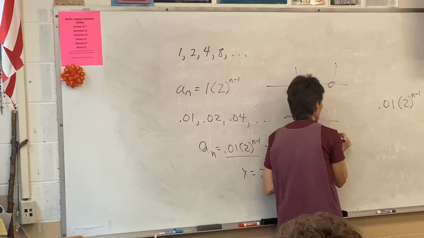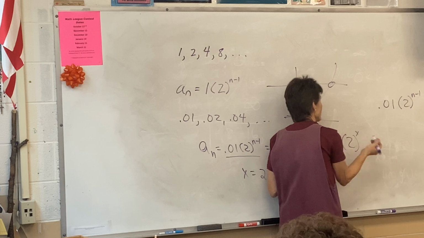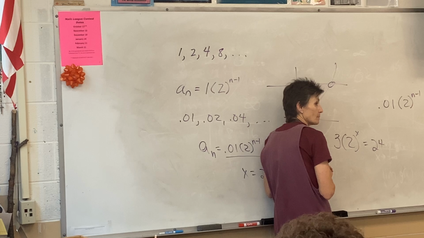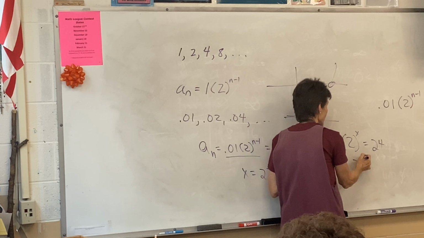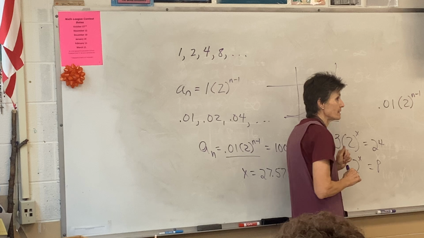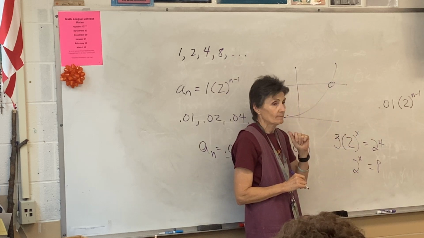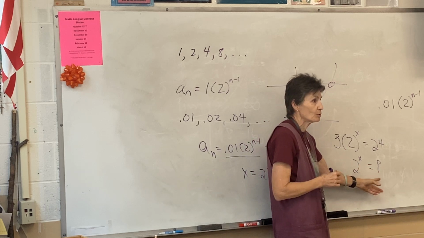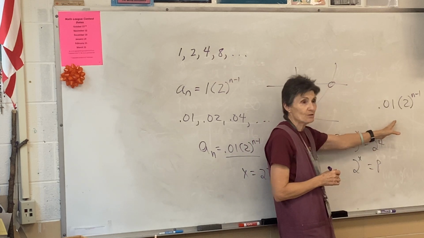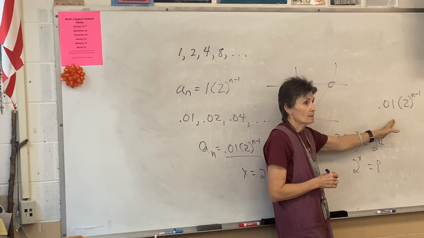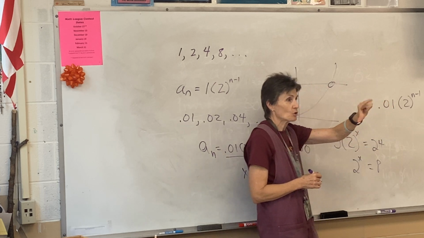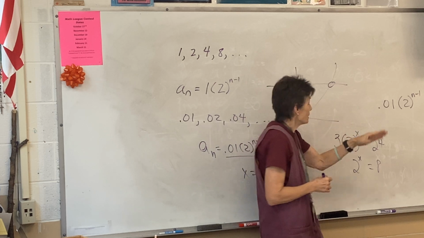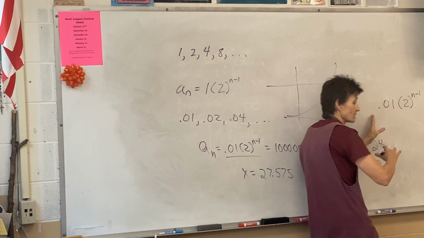So for example, if we had something like 3 times 2 to the x equals 24, that would be easy. I would divide by 3, 2 to the x equals 8, and x would have to be 3. That's called getting a common base. 8 is 2 cubed. You're not going to do that in this problem. So if you're not going to graph an exponential and there's no common base, the only way to solve one is to use logarithms.